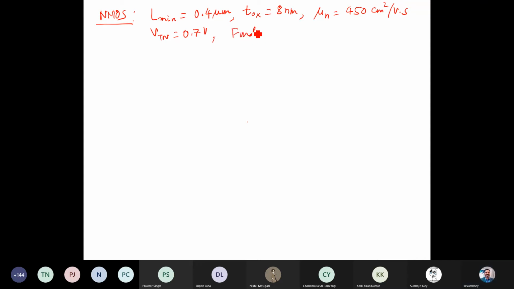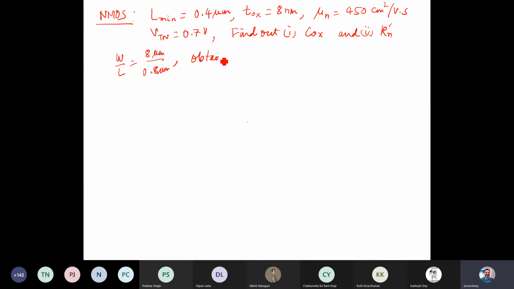Find out the gate capacitance per unit area, and the process transconductance parameter Kn, right? And for a MOSFET with a W by L ratio, I can just give you, W by L is 8 micrometer by 0.8 micrometer, so the ratio is given.